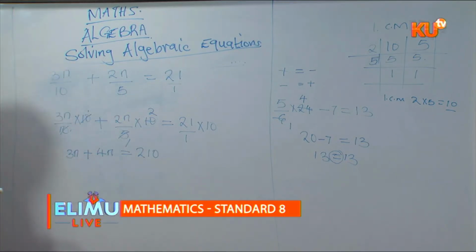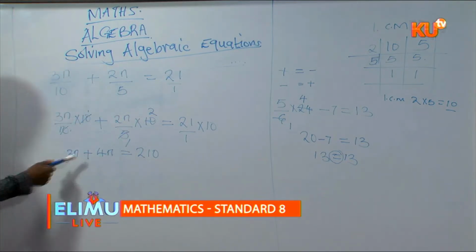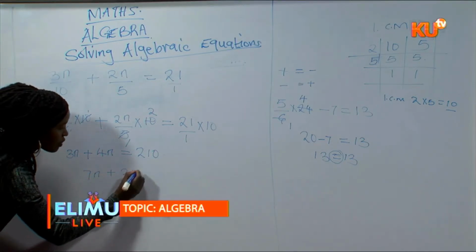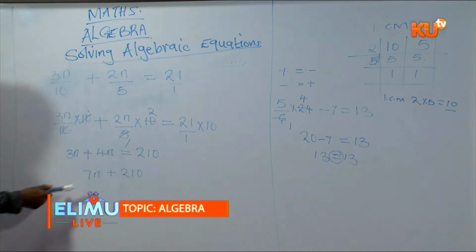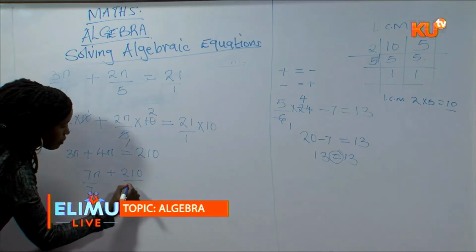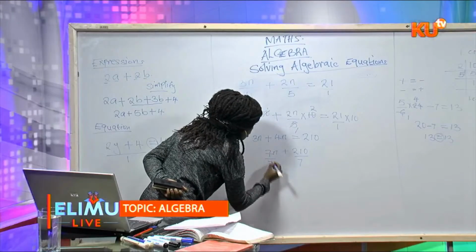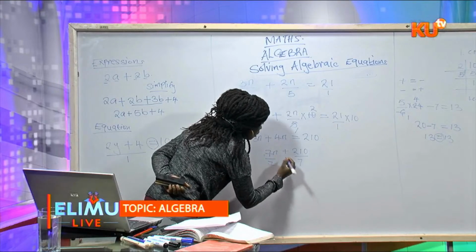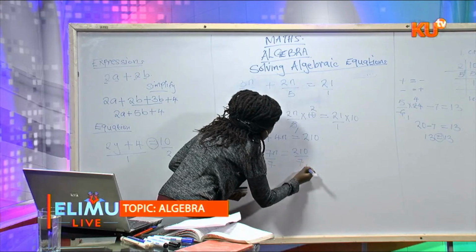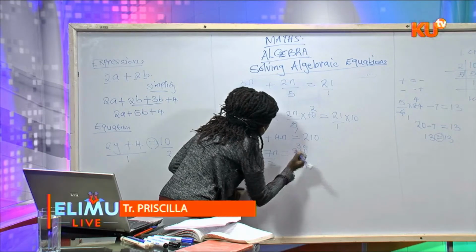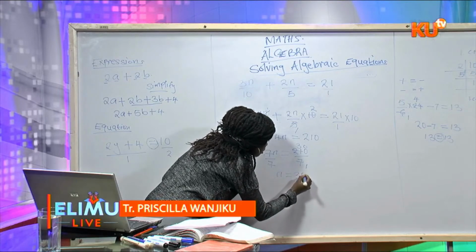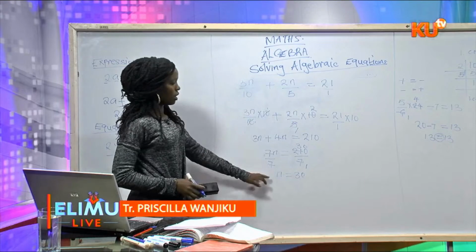210. So we add this 3n plus 4n, we get 7n is equal to 210. So I want to remain with n, so I divide by 7, the other side by 7. So by 7, 1, 1. By 7, 1, by 7, 30. n is equal to 30. So the value of our n is 30.